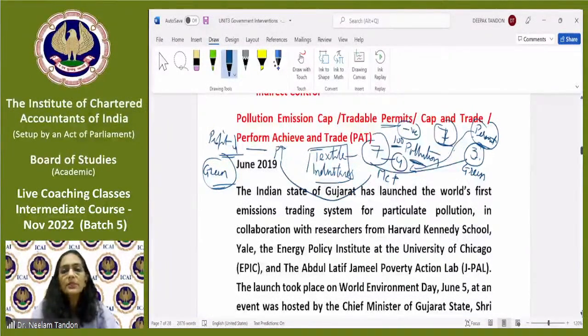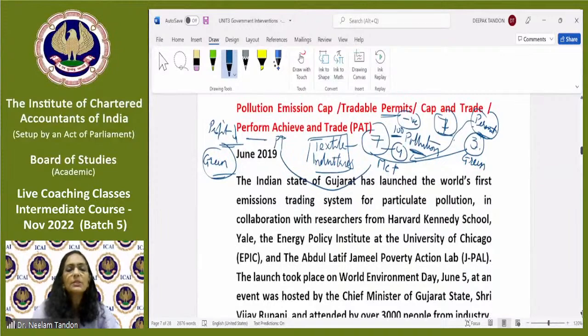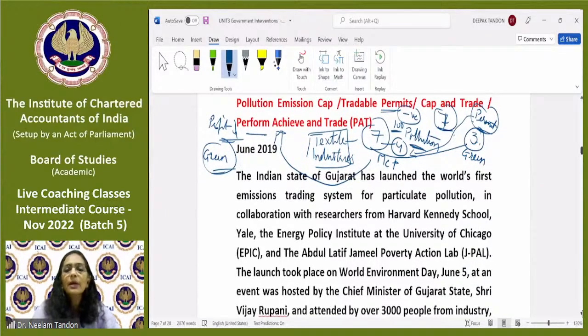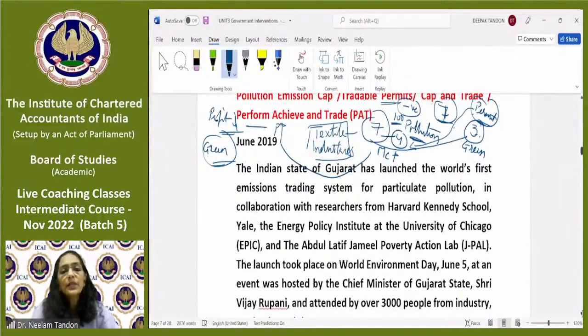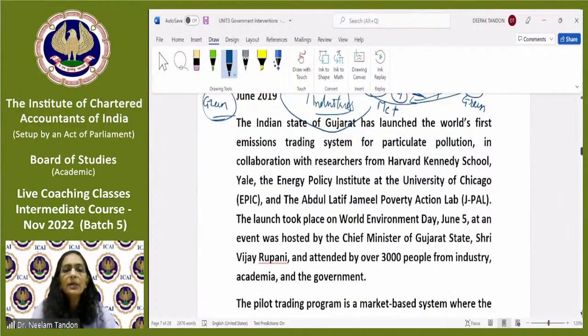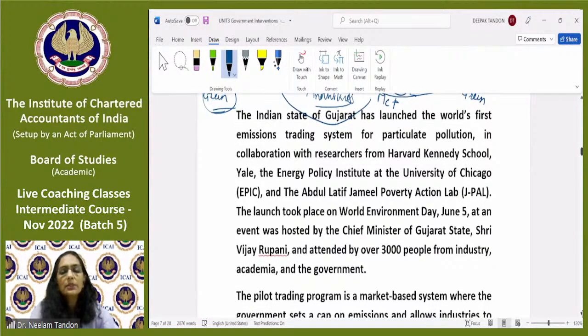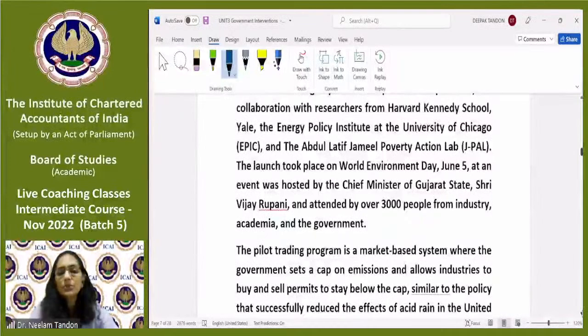Okay, so the Indian state of Gujarat, aapko pata hai Gujarat is one of the states in India, had launched the first emission trading system. Okay, 2019 mein inhone trading system start kiya. That was to take care about pollution. They did it with Harvard, Yale, and Chicago University professors who helped them. They did research and they started this in Gujarat.